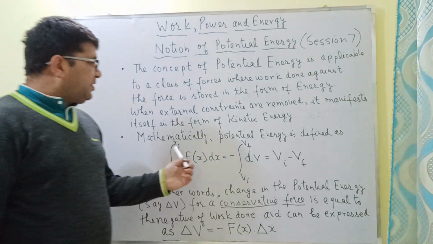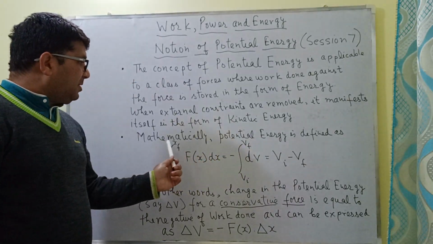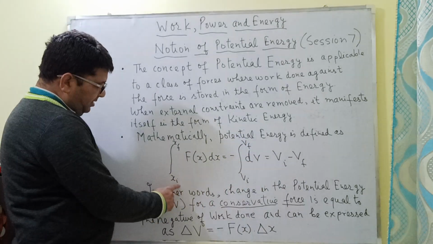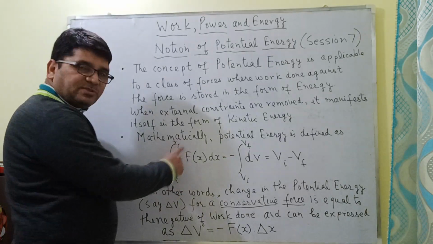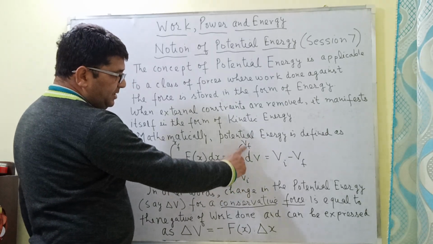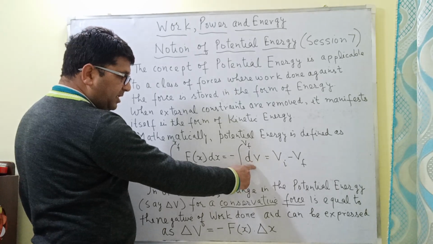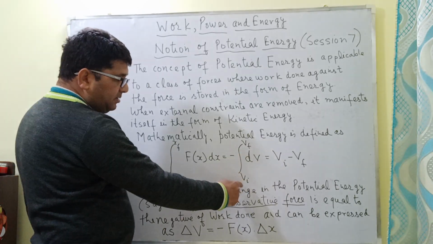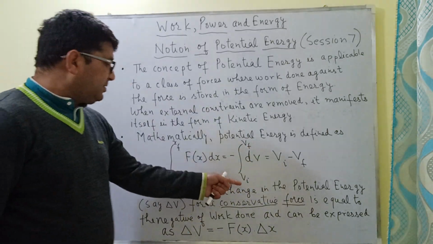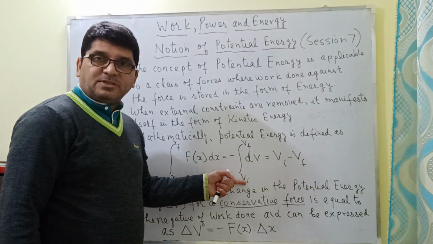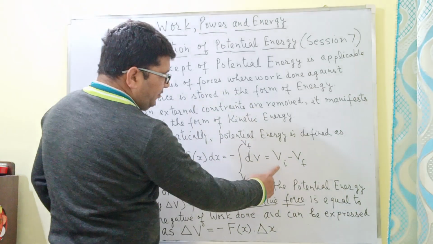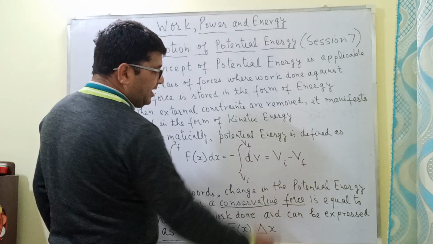The second thing is that the potential energy is defined mathematically as the integral of Fx dx, where xi is the initial position of the body and xf is the final position of the body, and this is equal to minus the integral of dV from Vi to Vf, where Vi is the initial potential energy of the body and Vf is the final potential energy of the body. So finally what we are getting is this will be equal to Vi minus Vf.